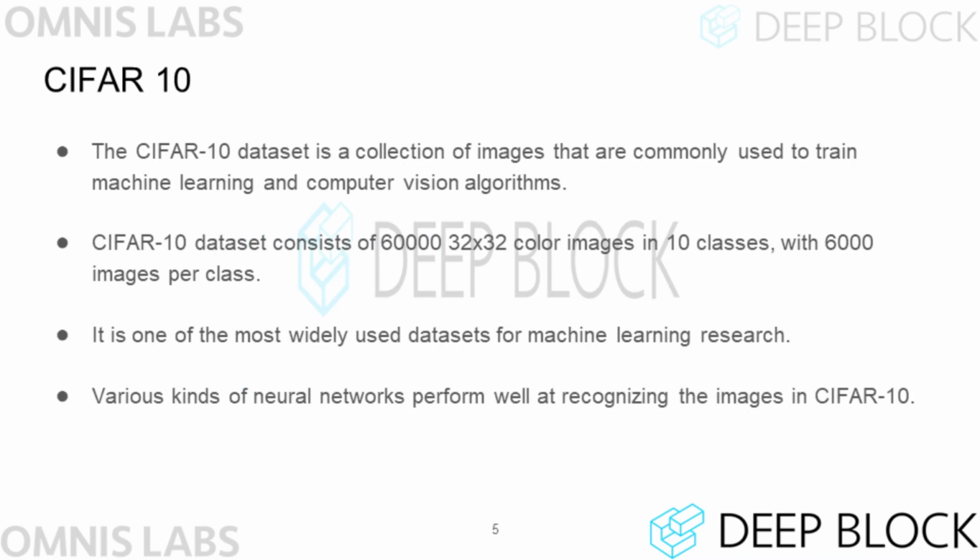The CIFAR-10 dataset is a collection of images frequently used to train machine learning and computer vision models. The CIFAR-10 dataset consists of 60,000 32 by 32 color images. The total number of classes is 10, and each class has 6,000 images. This database has been widely used in machine learning technology research in the past and is still being used.